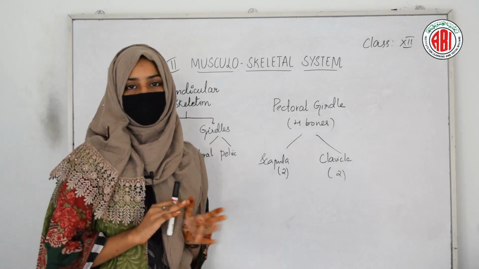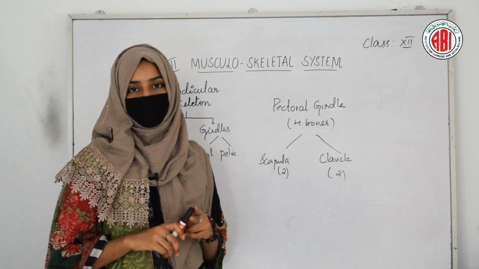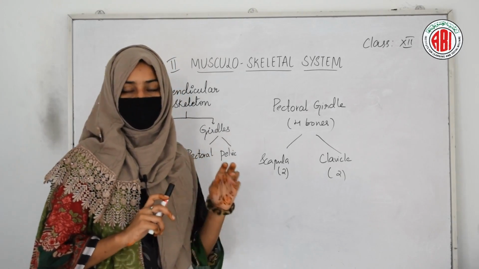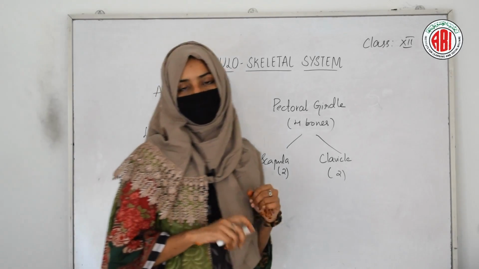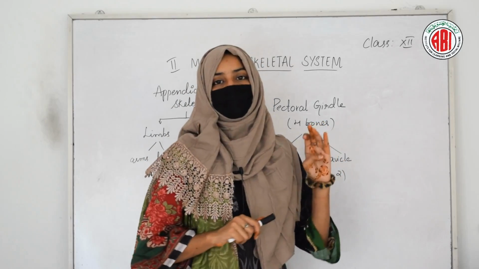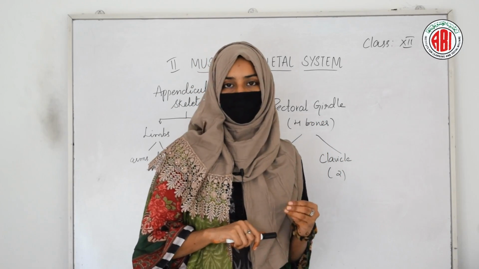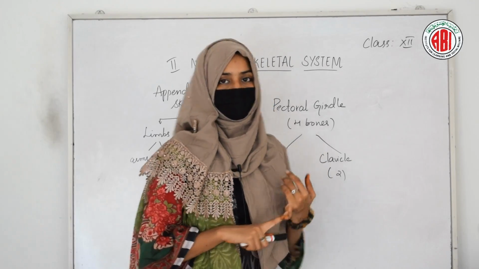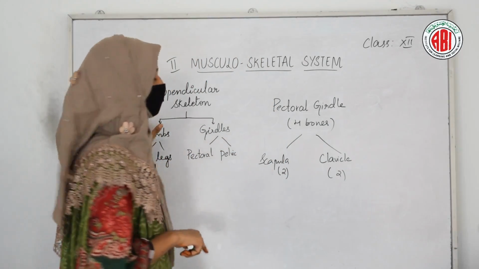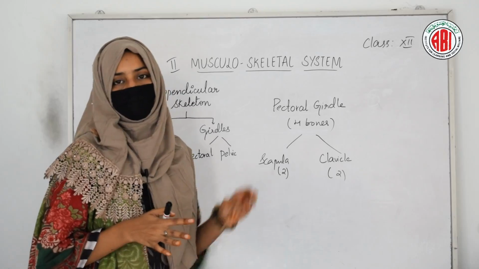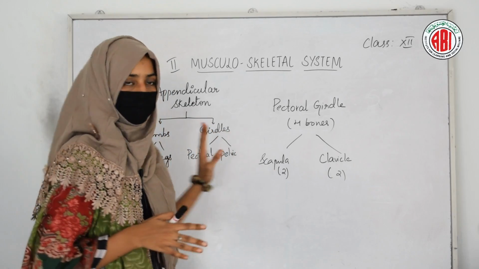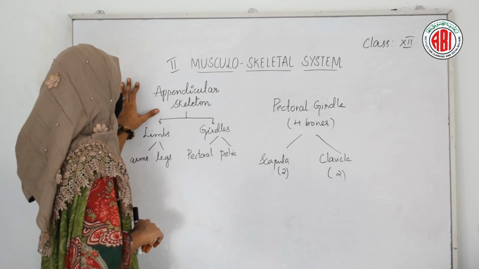In the last classes, we have seen that two main types of skeleton system can be found in the human body, and that are axial skeleton and appendicular skeleton. We have already discussed the axial skeleton. Now let us learn about the appendicular skeleton.